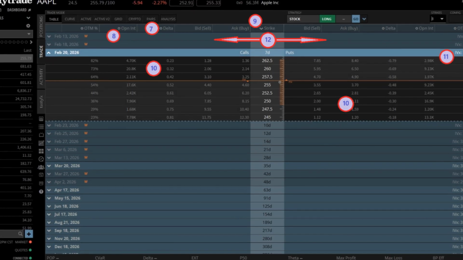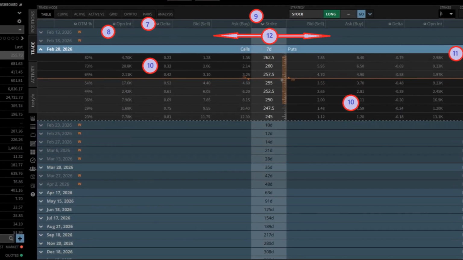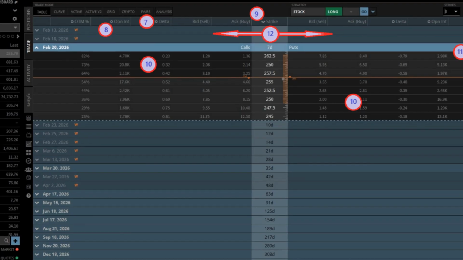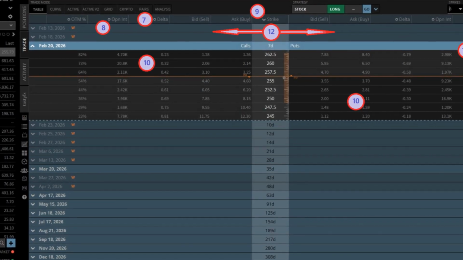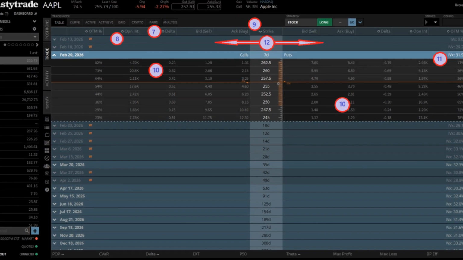8. Open interest, OI. Open interest is the total number of option contracts that currently exist for that strike. It shows whether traders are active at that level. Higher open interest means better liquidity and easier entry and exit of trades.